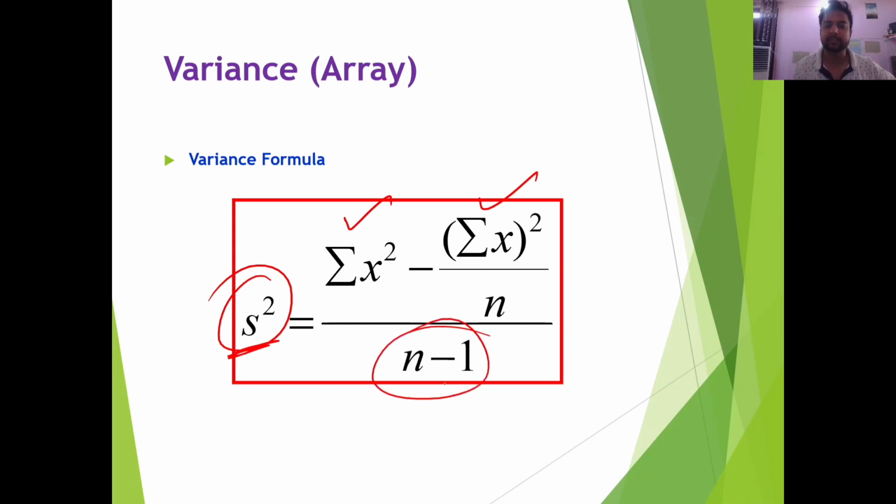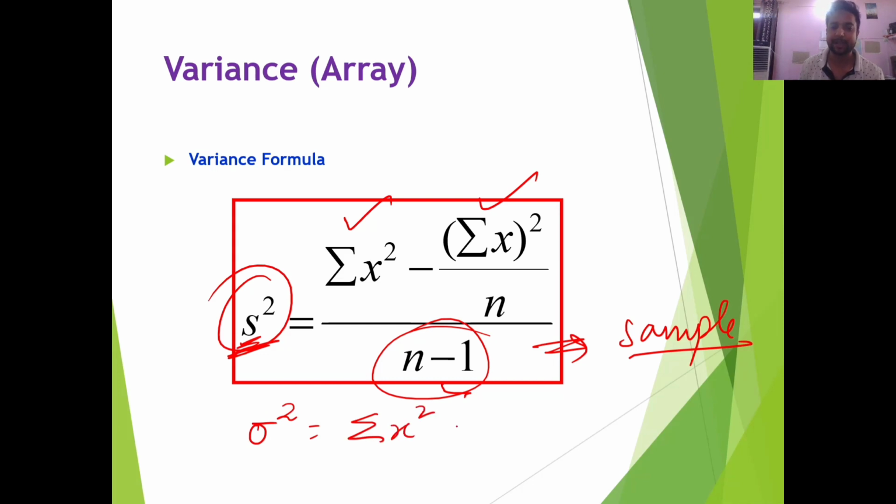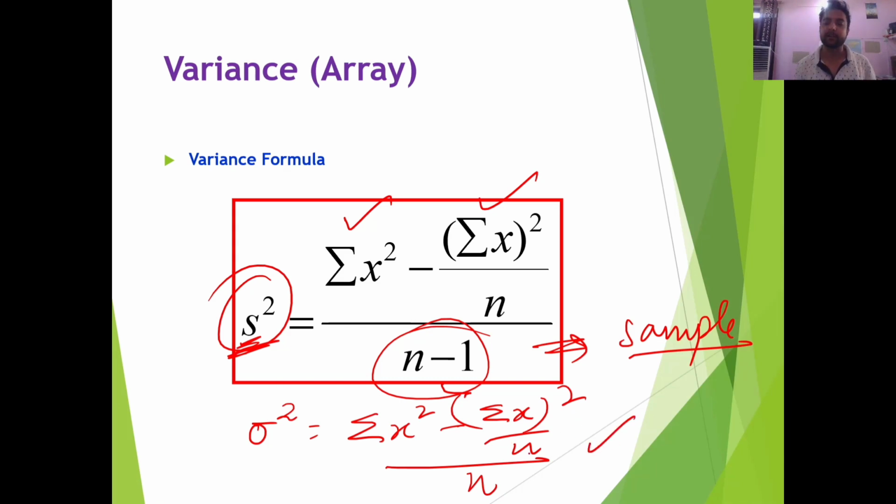Here you can see that it is n minus 1. Since we are calculating this for a sample, we are using n minus 1 and we are using s over here. However, if we had been calculating this for a population, we would have been writing sigma square, that is equal to summation x square, minus summation x whole square divided by n, and it will also be divided by n. So that should be the formula if we are calculating it for a population.